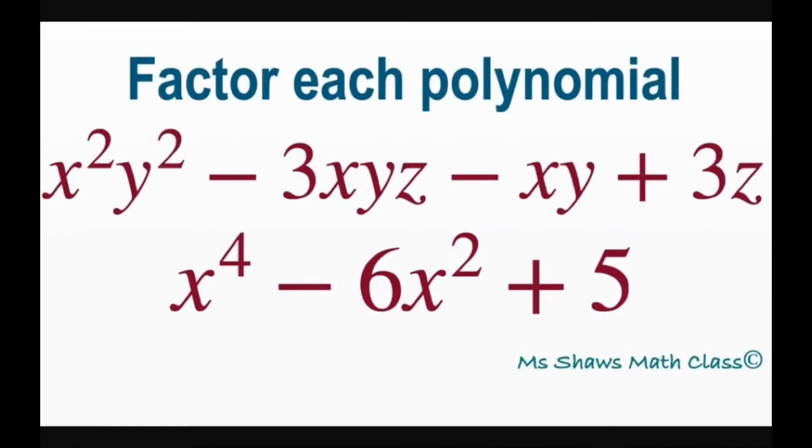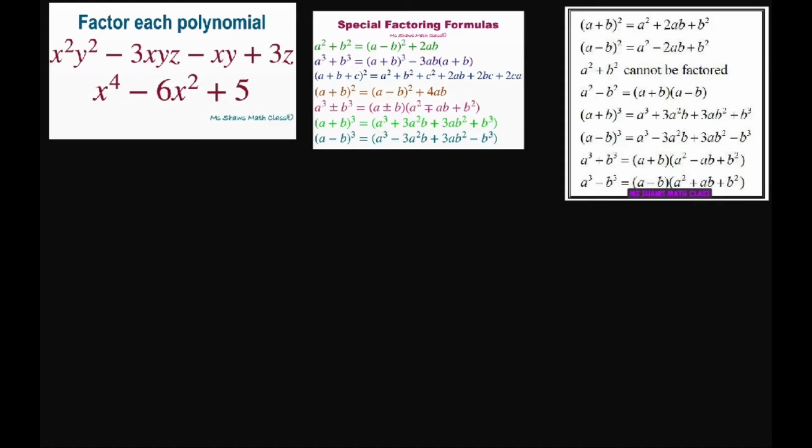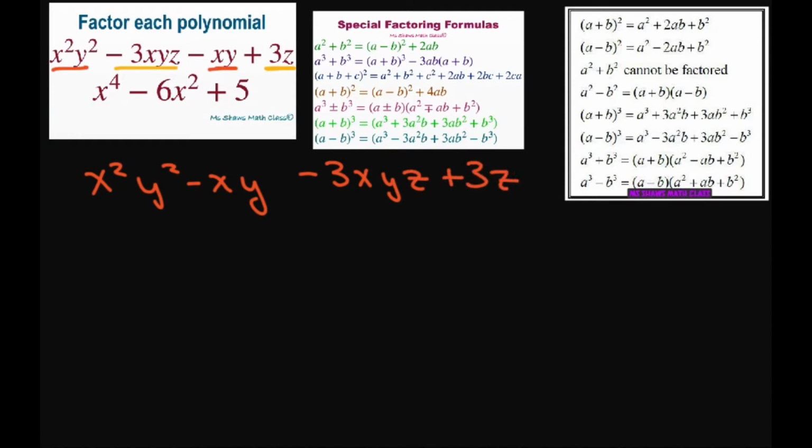Hi everyone, we're going to factor each of these polynomials. The first one, let's try to factor by grouping. These both have 3's in them, and these both have x and y's in them. So I'm going to write x squared y squared minus xy and group that together. And then I'm going to have minus 3xyz plus 3z and group those two together.